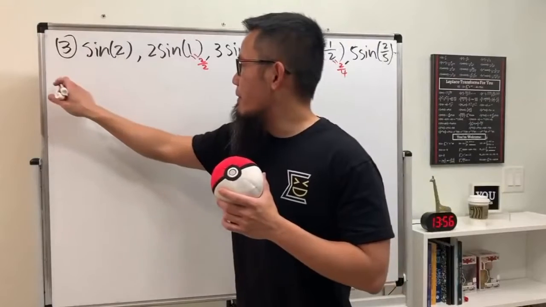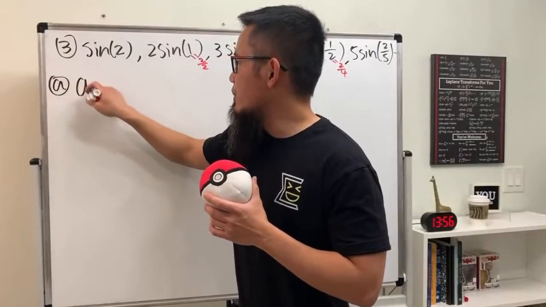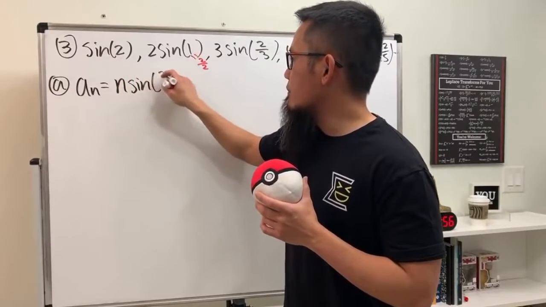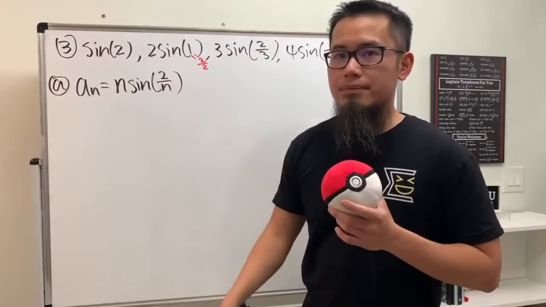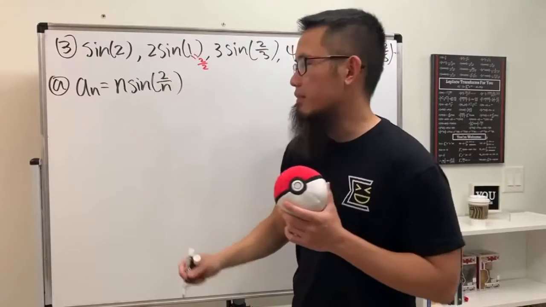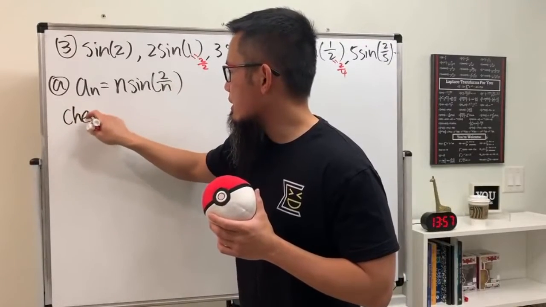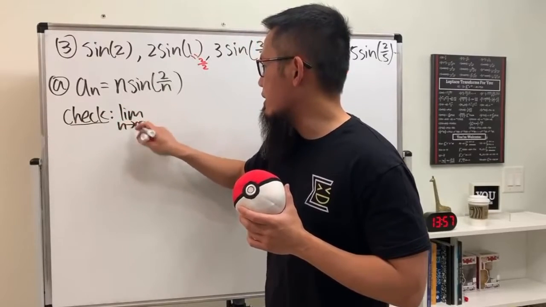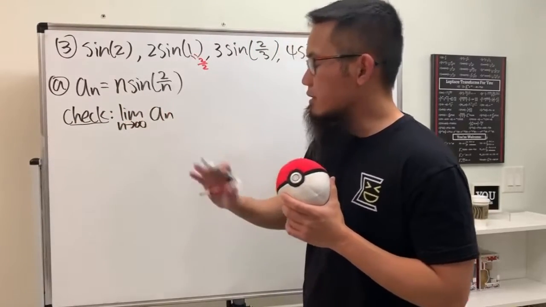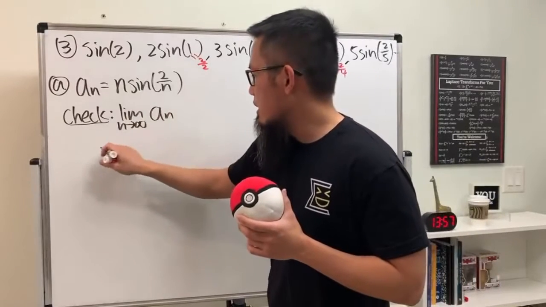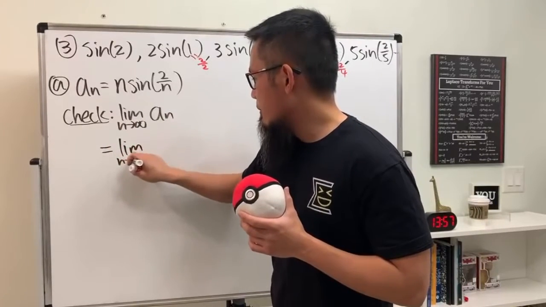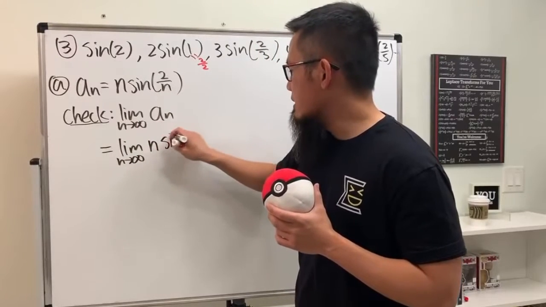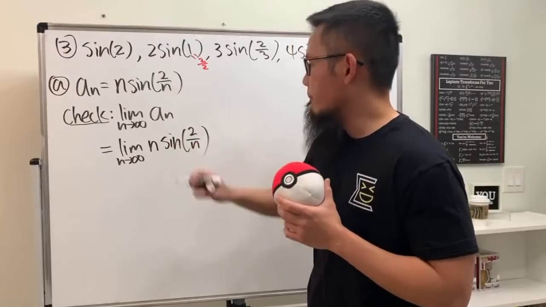So anyway, same thing. Part A: first we know a_n. The formula is just n times sine of 2 over n. Does this converge? Well, let's have a look. We are going to check the limit as n goes to infinity of a_n. This is how you check if a_n converges or not. So, check the limit as n goes to infinity. a_n is n times sine of 2 over n.